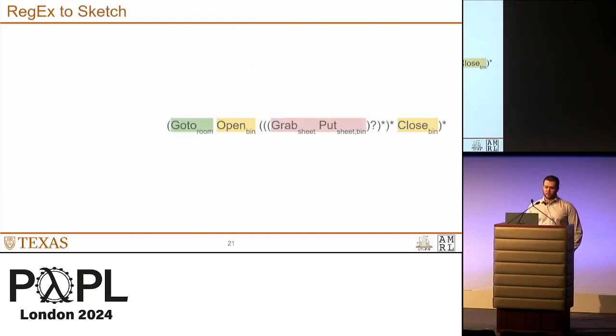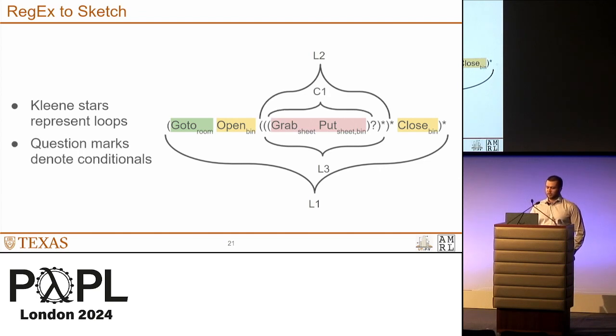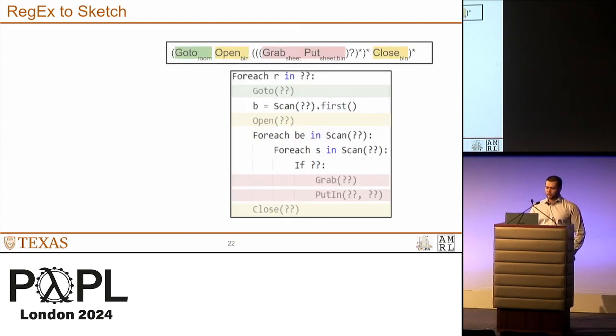And now that we have a regular expression that generalizes the given demonstration, we can easily translate this into a program sketch. Specifically, all of the Kleene stars represent loops in the program, including the nested ones. And the conditional sub-expression, denoted by the question mark, represents a conditional block in the program sketch. These translation rules, when applied to this regex, produce the following sketch, with the nested loops from the Kleene stars and the condition.